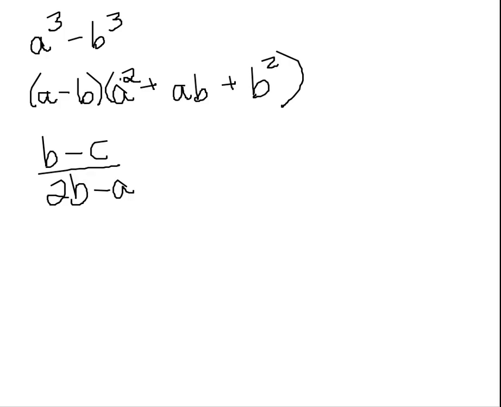The first one is a cubed minus b cubed. The second one is a minus b times a squared plus ab plus b squared. And the third one is b minus c all over 2b minus a.